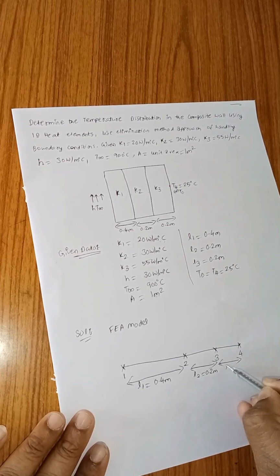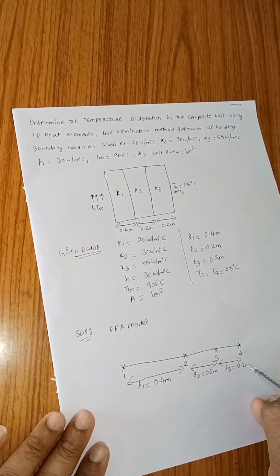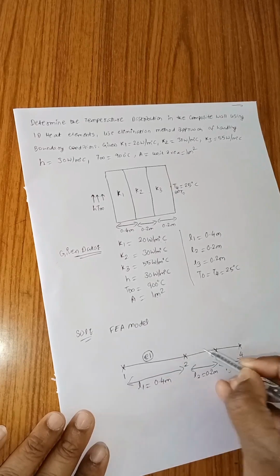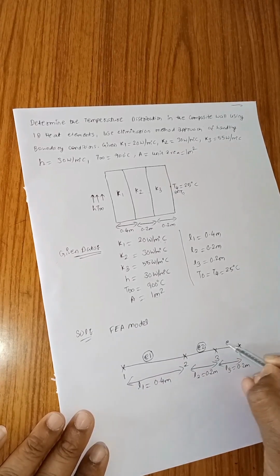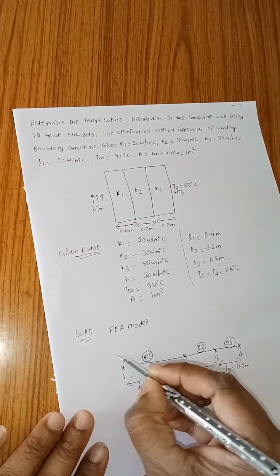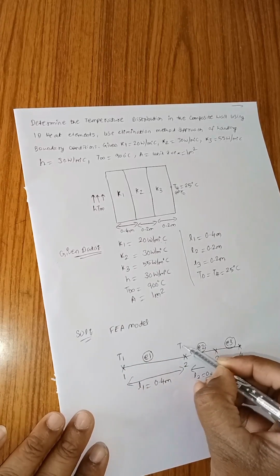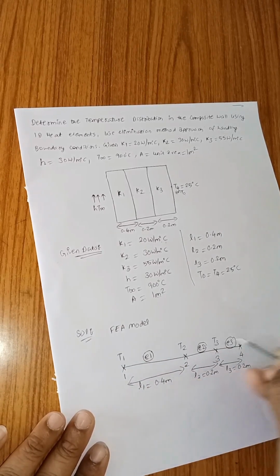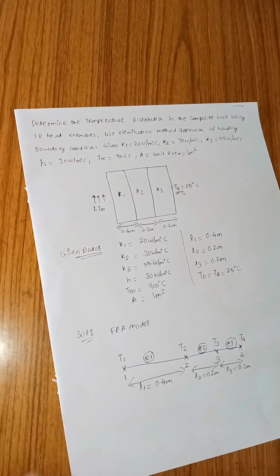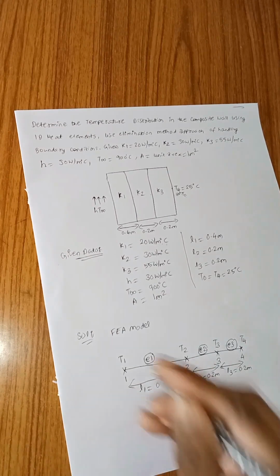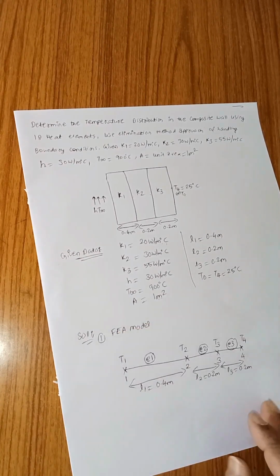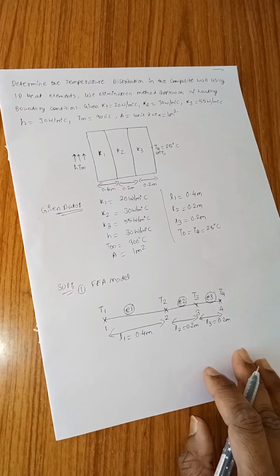This is the length of element 3, which is 0.2 meters. So this is element 1, this is element 2, this is element 3. At node 1 you find T1, at node 2 you find T2, at node 3 T3, at node 4 T4. So this all ends the FEA model. This is the first step every time.